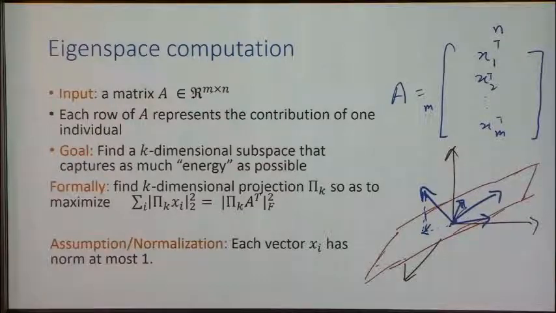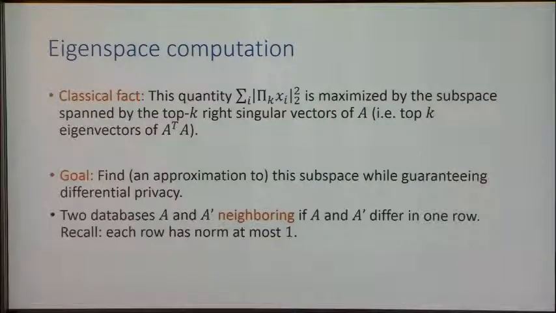Good. So that's the problem. I have these vectors of length at most 1. I want to find a subspace in which all of them lie, or which contains as much of the variance of these vectors as possible. So as we know, this quantity is maximized by the subspace spanned by the top k right singular vectors of A, which are also the top k eigenvectors of A transpose A. So this pi k is what we'll be trying to approximate in this talk, while guaranteeing differential privacy.